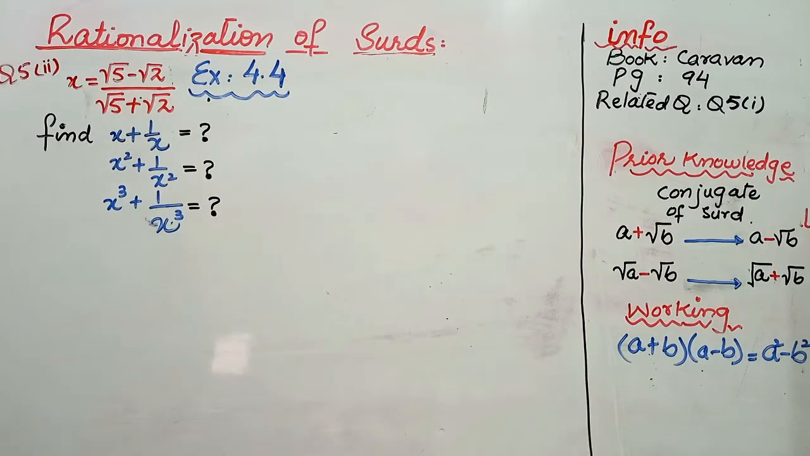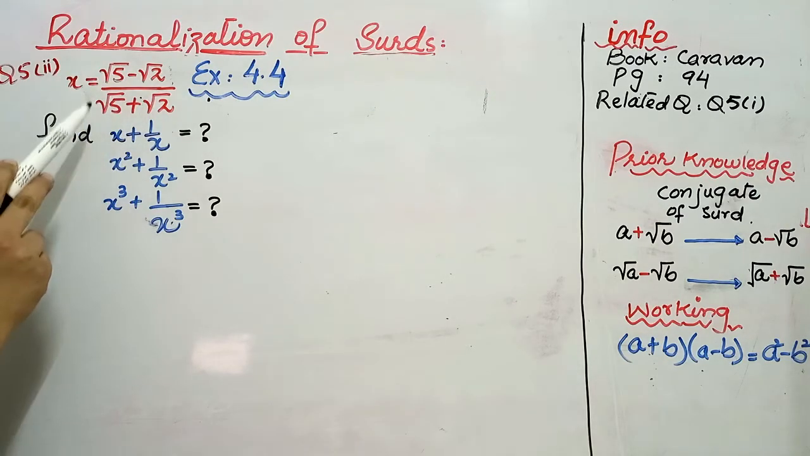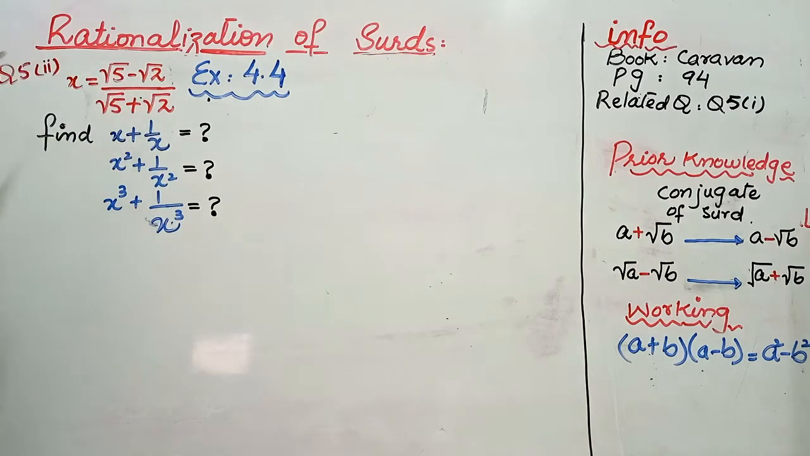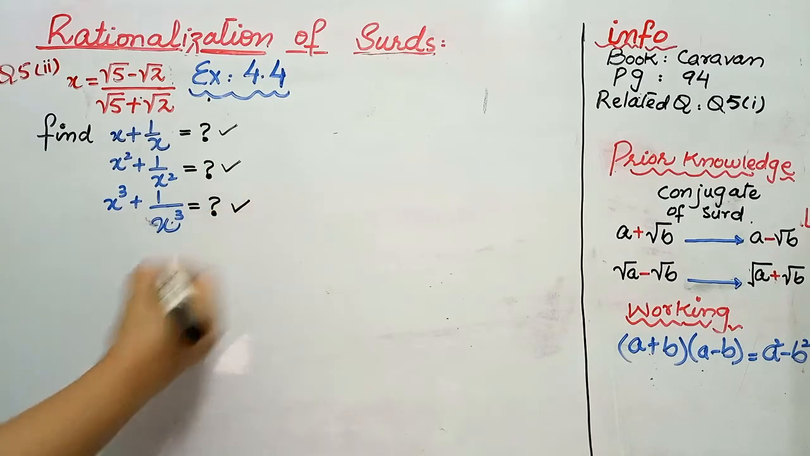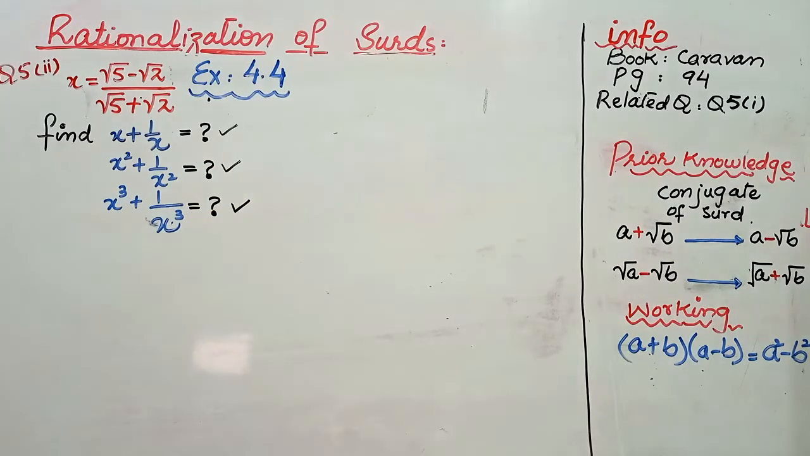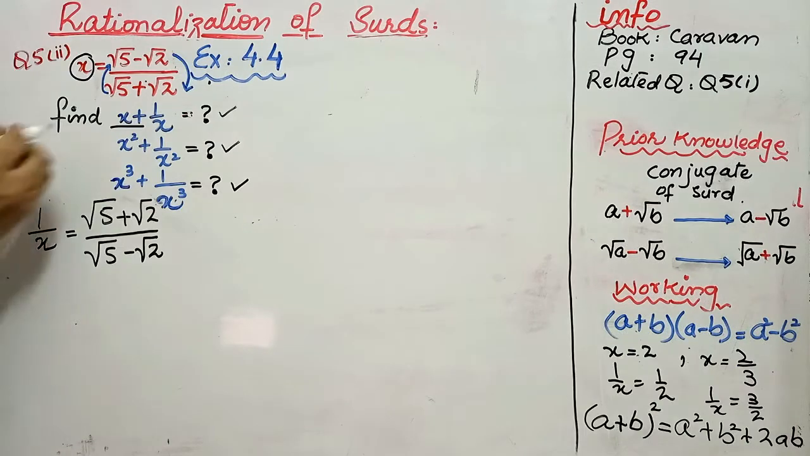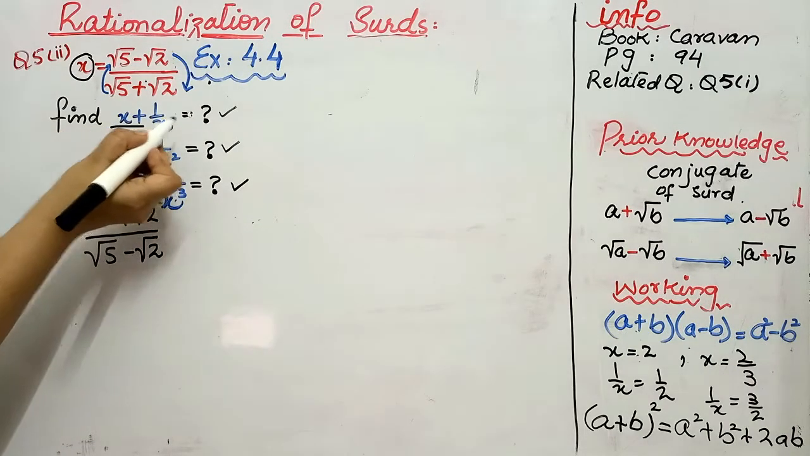Okay, now we are doing question number 5, its second part, where x is given: x is equal to under root 5 minus under root 2 by under root 5 plus under root 2. Now we need to find x plus 1 upon x, x square plus 1 upon x square, and x cube plus 1 upon x cube. So these three things we need to find. So first of all we are going to find x plus 1 upon x.